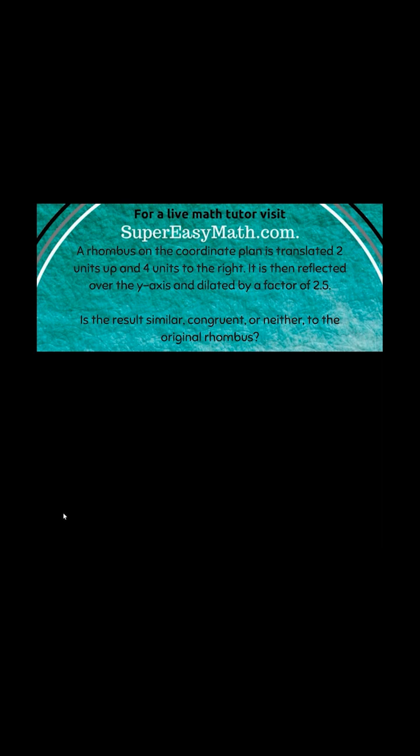Today's math problem of the day says a rhombus on the coordinate plane is translated 2 units up and 4 units to the right. It is then reflected over the y-axis and dilated by a factor of 2.5. Is the result similar, congruent, or neither to the original rhombus?